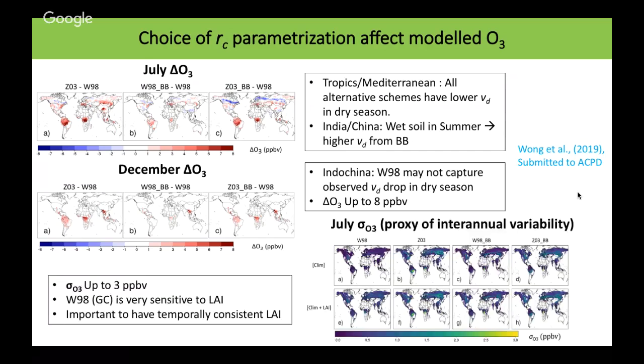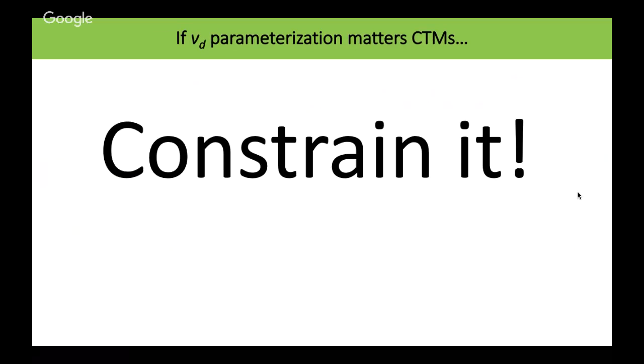And because we have 30 years of simulation data, we also look at the interannual variability, where in July, the interannual variability of dry deposition can lead to interannual variability of surface ozone up to 3 ppb. And we found that the GEOS-Chem scheme is especially sensitive to leaf area indices, while the other schemes are more sensitive to climate. So, if it is important, then we have to constrain it, but what can we do?